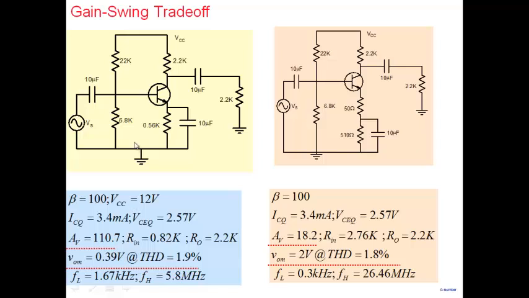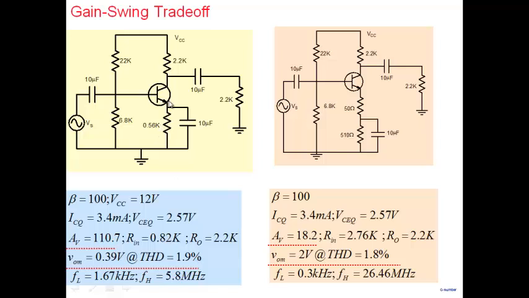Okay. But a more interesting way of seeing the gain swing trade-off is through this. The swing that you get from a common emitter amplifier is usually very poor because of large harmonic distortion. So if you look at these two amplifiers here, look at the behavior of these two amplifiers. You get AV of 110 and swing of 0.39 volt at a harmonic distortion of 1.9%. Okay, large gain, but a fairly poor swing with this much harmonic distortion, 1.9%.